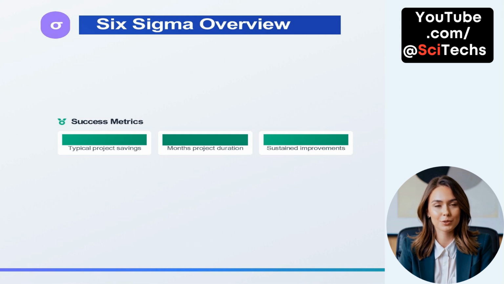Six Sigma Overview. Six Sigma is a data-driven methodology aimed at improving business processes by minimizing variability and reducing defects. It is built on a structured problem-solving approach using the DMAIC framework: define, measure, analyze, improve, and control. One of the main appeals of Six Sigma is its focus on measurable outcomes, making it highly effective across industries, especially in manufacturing and services.